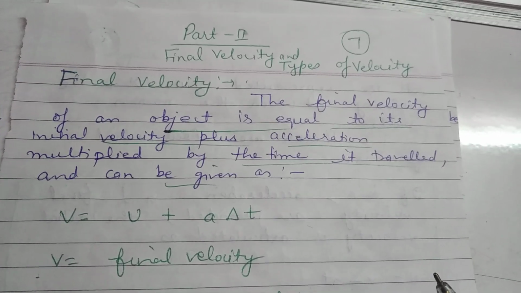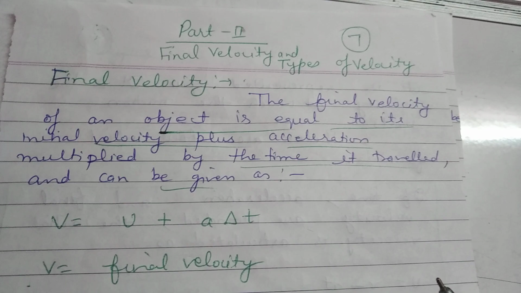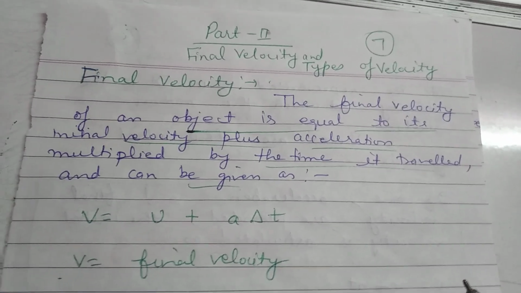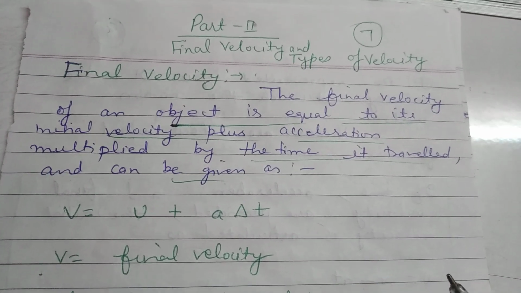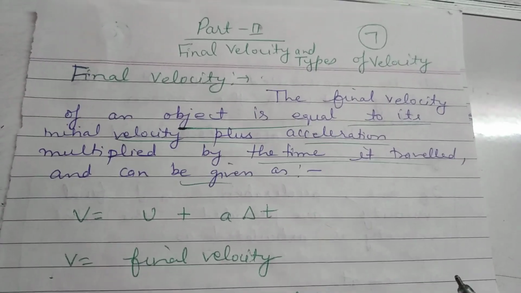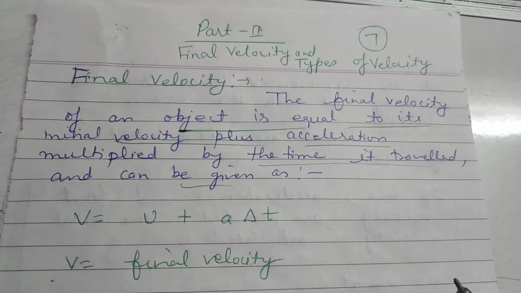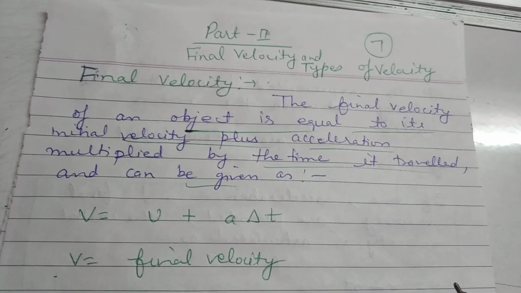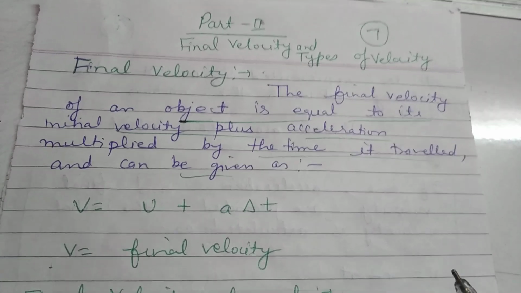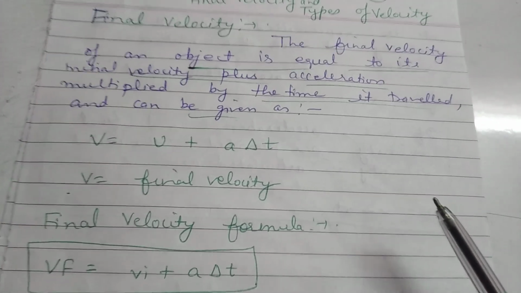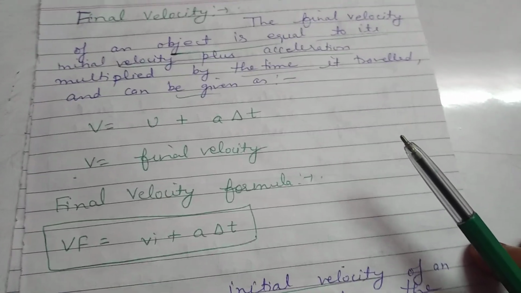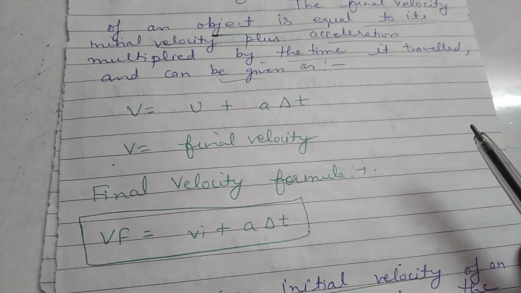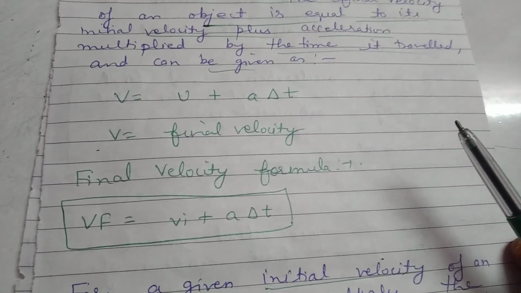u plus a delta t. u is the initial velocity, a is the acceleration, delta t is the time. So final velocity is equal to its initial velocity plus acceleration multiplied by the time. v is the final velocity. So the final velocity formula: Vf is equal to Vi plus a delta t. It's the final velocity formula.